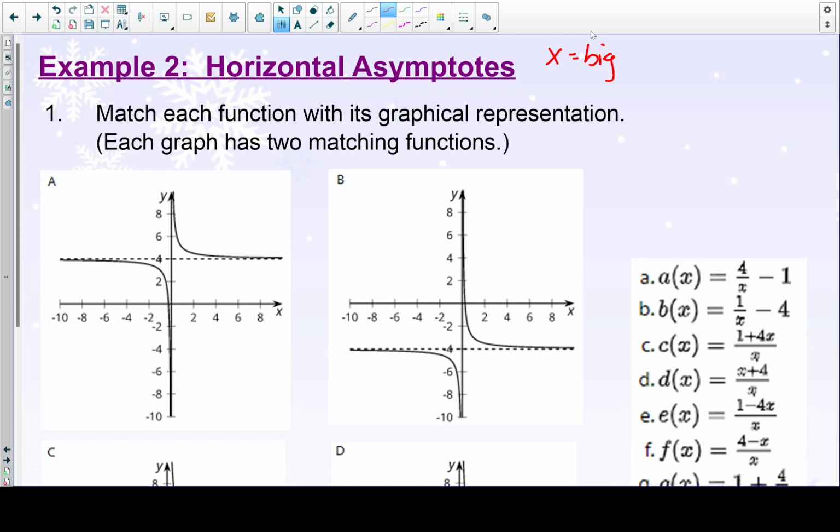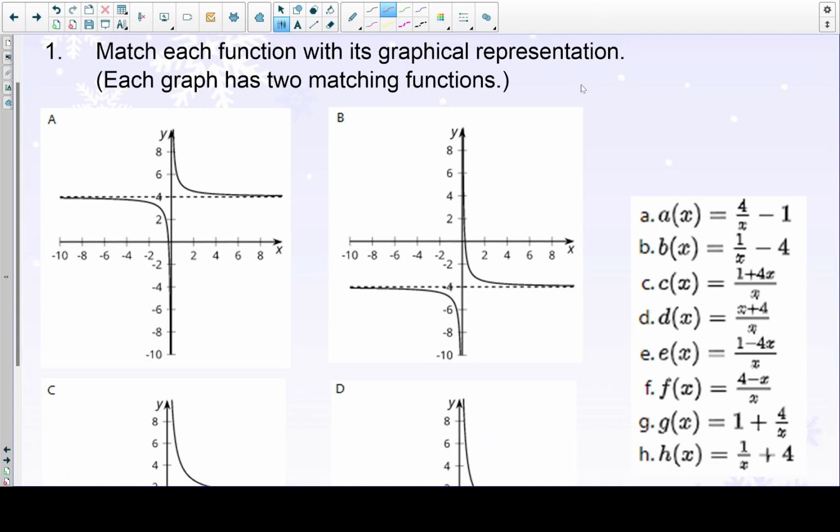You could say huge, or you could give it like a billion or a trillion or something, right? But the actual value doesn't matter. We want to know what's going to happen when x is really big. So let's see how that applies to some of these graphs.